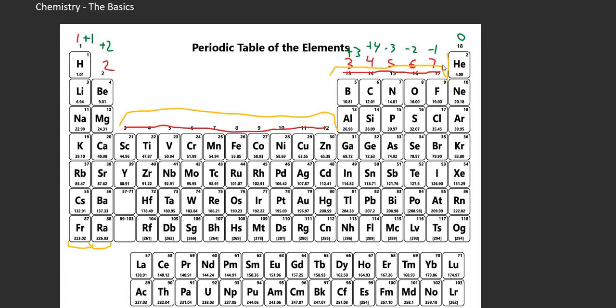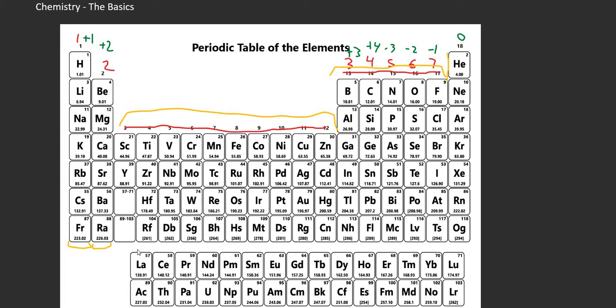Group 7A you'll often hear referred to as the halogens. So fluorine, chlorine, bromine, and iodine are typically referred to as the halogens. Their ions, their charged atoms, are called halides. So if you hear the term halogen or halide, think group 7A.